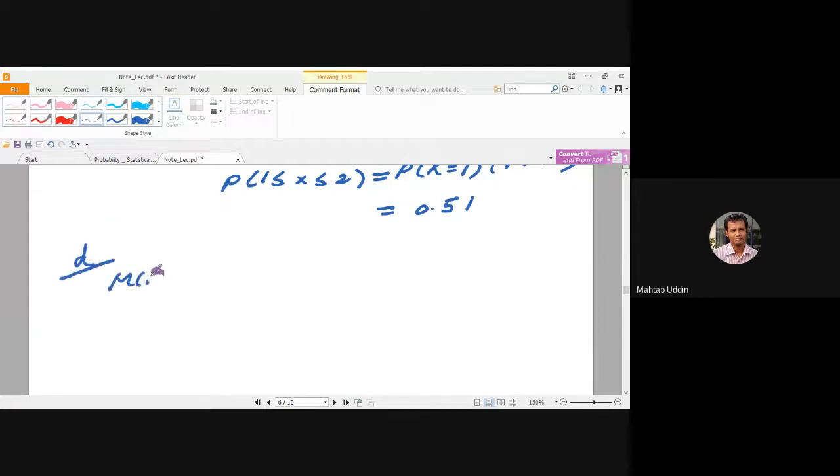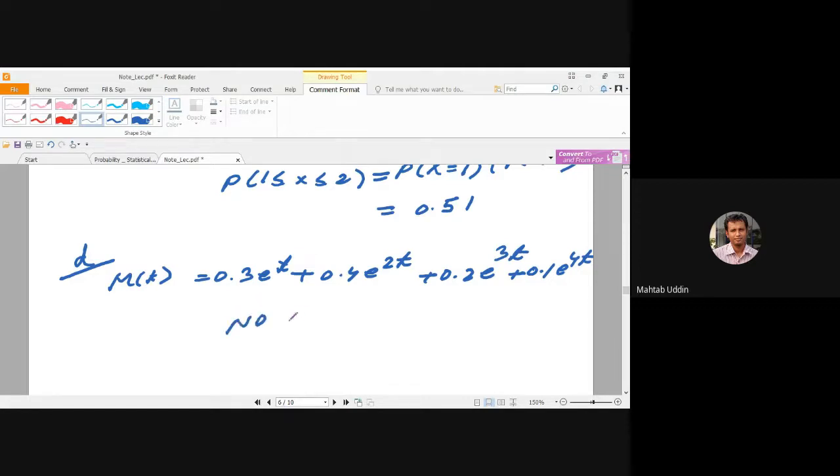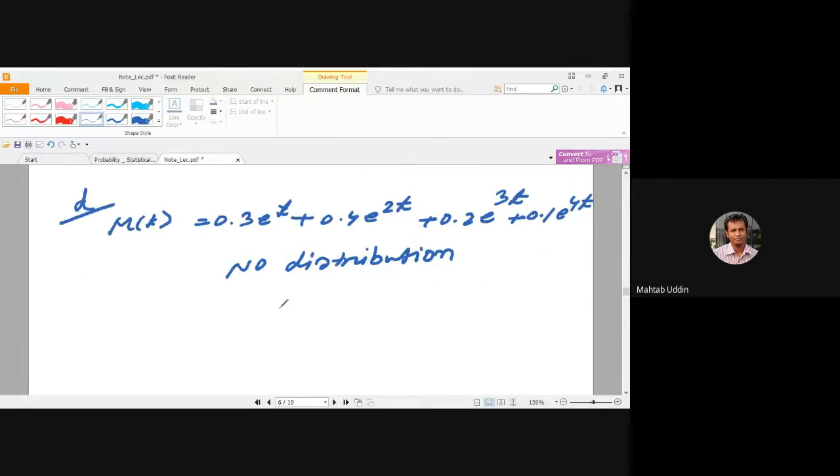The MGF is 0.3 e to the t and so on. We will not verify it because they have said already that this is a moment generating function. You can see this does not actually satisfy any distribution, so there is no corresponding distribution. So here you cannot find the mean and variance in the usual manner. I am showing the method.